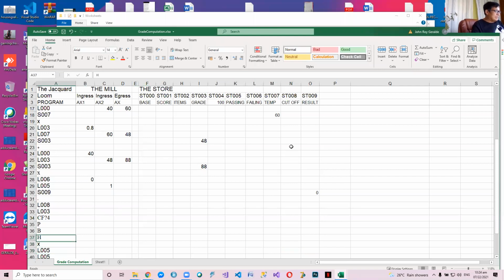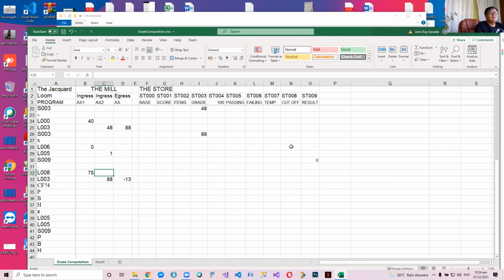Then we will do a test, L008. What is L008? Our cutoff, 75. And 003, which is 88. We subtract. 13. Yes, 13. So which means this is passing. Do you follow? 88 is above 75, so this is passing.